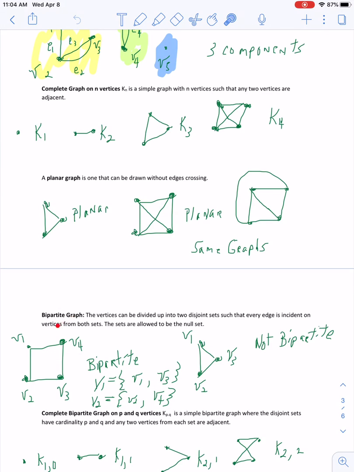Now let's talk about what it means to be a bipartite graph. A graph is bipartite if the vertices can be divided up into two disjoint sets. These two sets cannot have any overlap, such that every edge is incident on vertices from both sets. What does that mean? It means that every edge has to have a vertex from both sets.